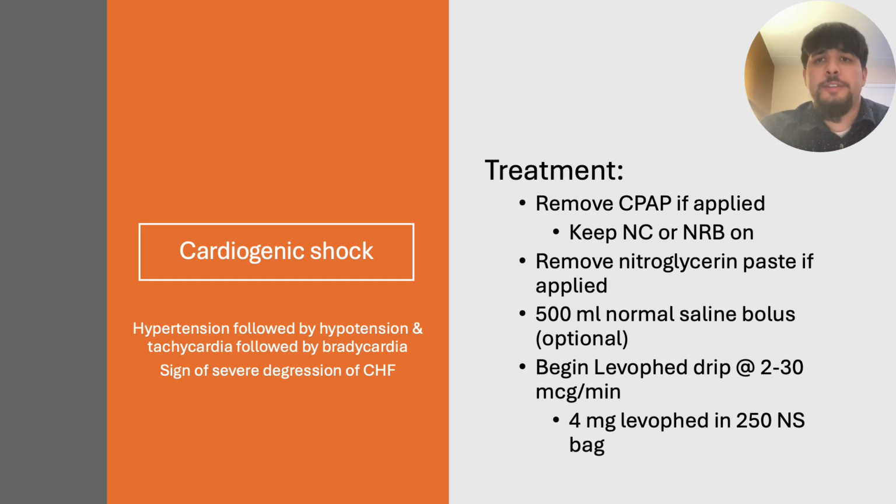Now, if the saline bolus does not work, or you decide not to use it, they do say go ahead and go into vasopressors for treatment. The one that I've seen the most recommended for cardiogenic shock from congestive heart failure is Levophed. You want to go ahead and do that 2 to 30 mics per minute, and you'll want to put a 4 milligram Levophed dose into a 250 normal saline bag. In a couple slides, we'll talk more about how to do the drip and how to exactly calculate your drip rate.